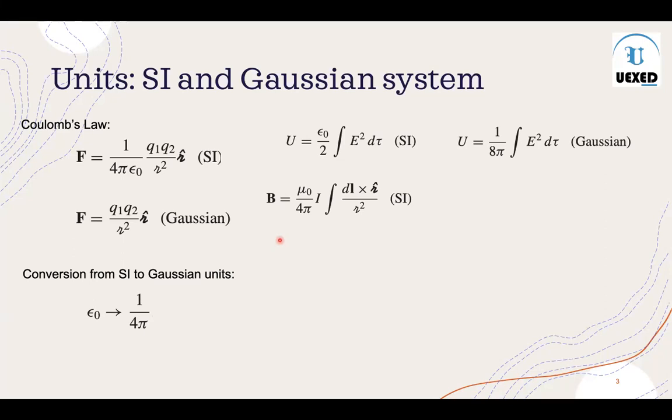U is not equal to 4 pi, I think. The 4 pi cancel out. So there is a relation between mu naught, epsilon naught, and the speed of light. By using that, you can write this as I over c integral dl cross r divided by r square. Is the equation c equal to root over mu naught epsilon naught? Yes, c is equal to 1 over root mu 0 epsilon 0.